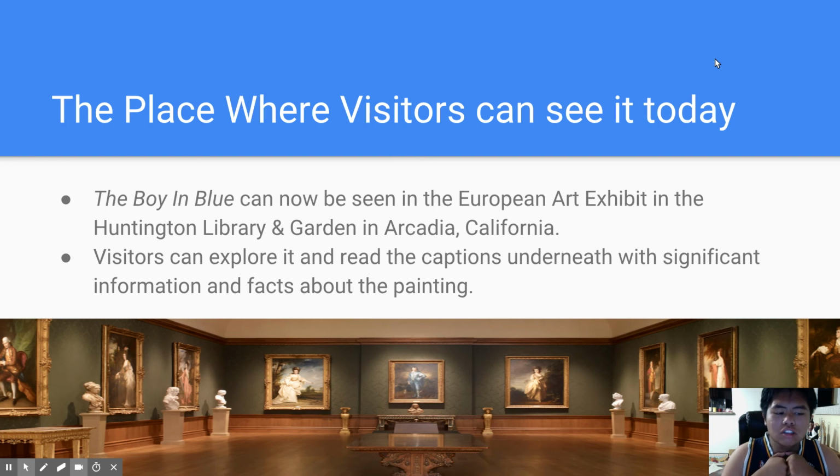Before we conclude this presentation, you can see this painting now in the European art exhibit in the Huntington Library and Garden in Arcata, California. And it is very beautiful there. I recommend you go try and visit there sometime in the summer, because everything is beautiful there, from the Japanese gardens to the European art exhibit where this painting's at, among other thousands of paintings.